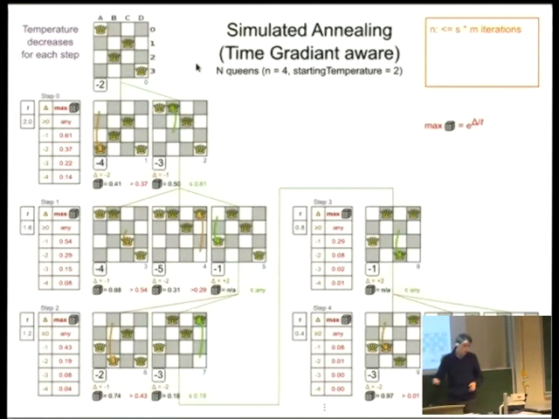Every time you need to make a decision, you basically roll a random dice and apply the formula, which is e to the power of the diff of the score divided by the temperature. It's a nice algorithm. The big problem with this is the temperature. You need to set a temperature at the beginning, and it's very hard to tweak that. So it's not my favorite one, because it's hard to tweak.